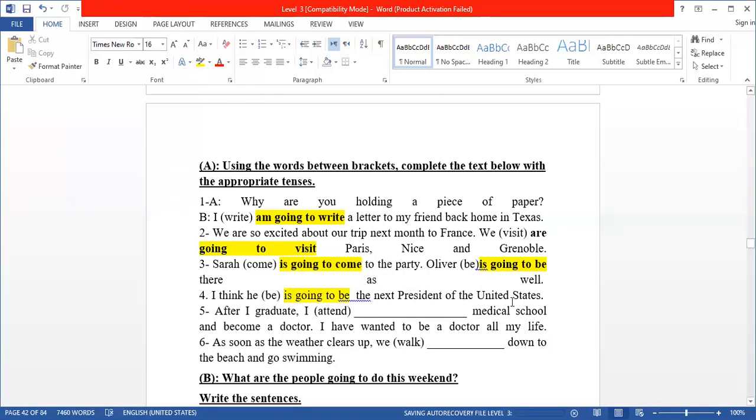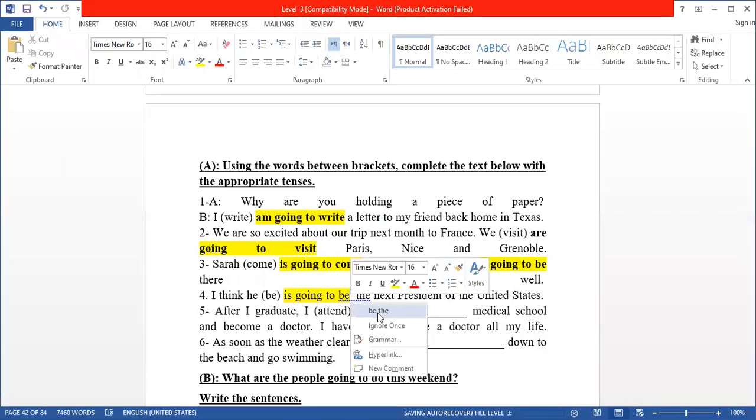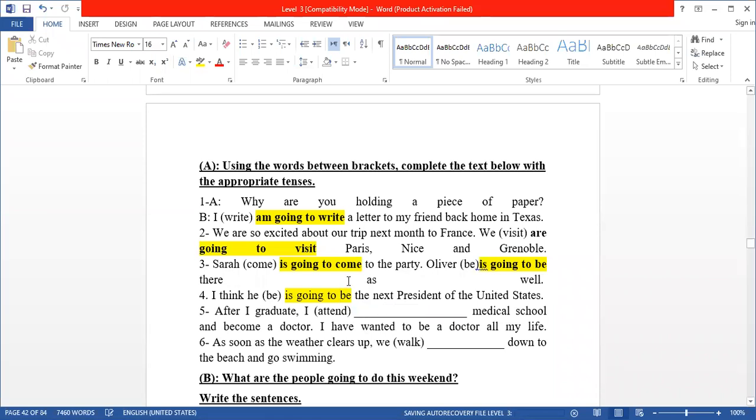Excuse me, yeah. My boss. Boss is informal. The president is formal, in general language. Boss means the head, your head at work, for example. Okay. Yes, I think he is going or he's going to be the next president of the United States.